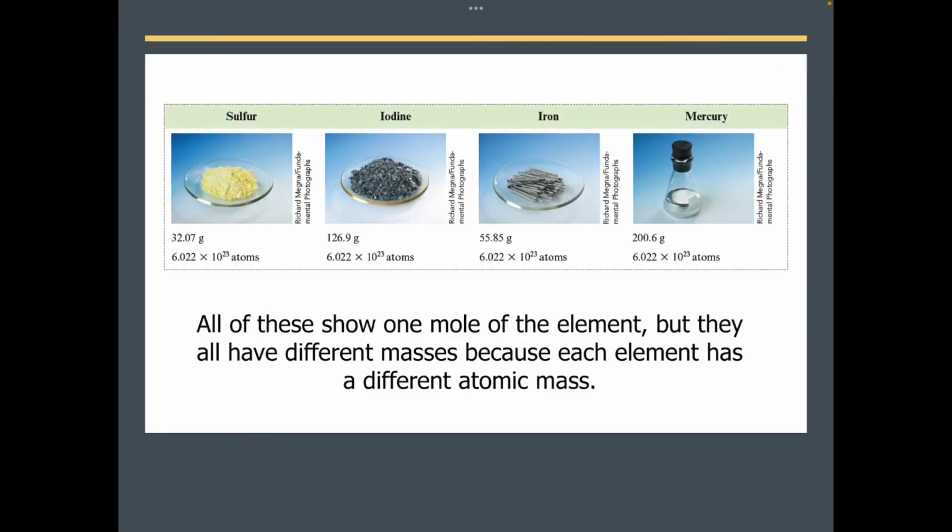So if we look at all of these, they all have 1 mole of that substance. They all have 6.022 times 10 to the 23rd atoms of that substance. But if we went and weighed out all of them, you'll notice they have very different masses, because each of the individual atoms of that element has a different mass. So when we weigh that out, 1 mole of it will weigh different amounts.